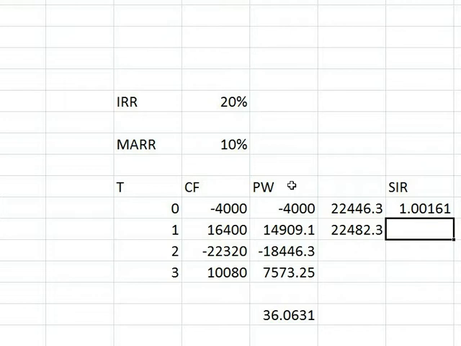and the saving investment ratio we compute here at 10% is 1.001, barely above 1, and therefore it is in the limit of accepting the project. We would accept it, but the benefit is very marginal. And as you can see, since we are dealing with just the present worth and the ratio of the present worth, we will not have the problems that we had with the internal rate of return.